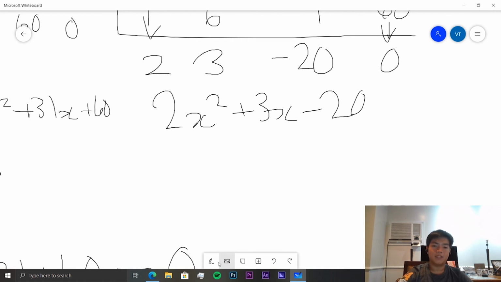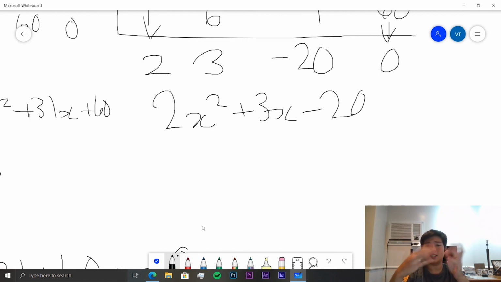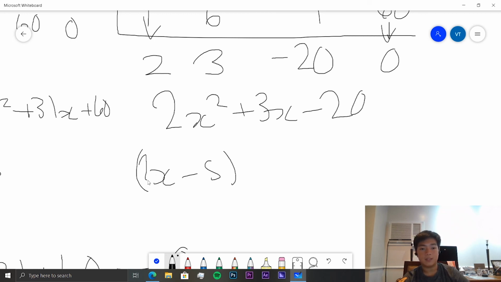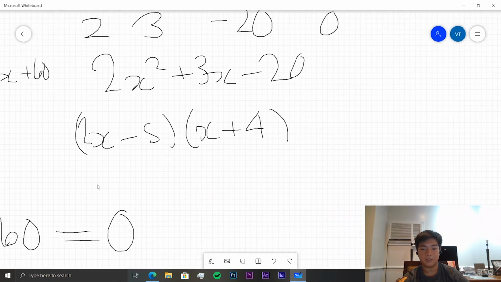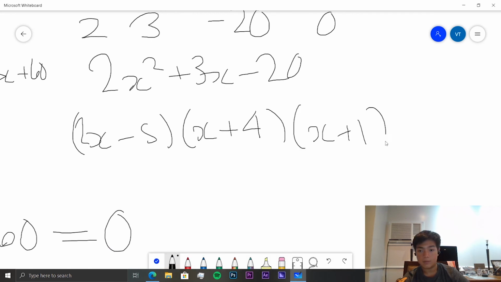At this point, this is a quadratic function, so you can do any of the normal stuff. You can factorize it, you can complete the square, you can plug it into the quadratic equation, really whatever you want to do, but in this case, I'm going to factorize it because I already know the factors. The factors would be 2x minus 5 times x plus 4. And so our final polynomial is x plus 1 times x minus 3 times 2x minus 5 times x plus 4. And that's it.